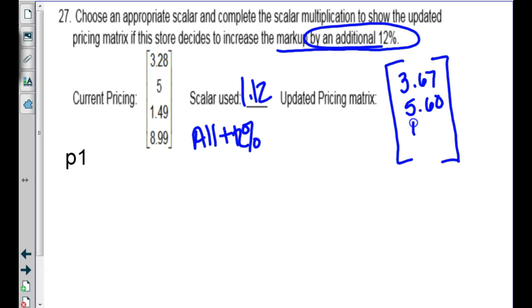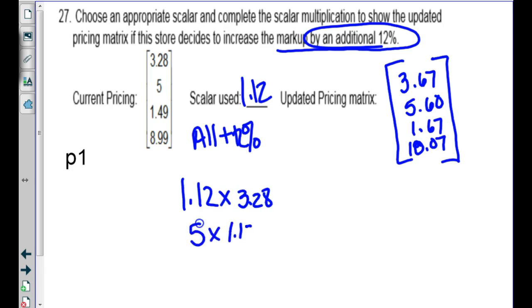What's the next one? 10.07. Did someone else get those numbers? You're multiplying, guys. 1.12 times 3.28. 5 times 1.12. Okay, no, nothing like writing them in backwards order and making you confused. Sorry. Everybody all right? I wrote one way and one the other just to confuse you.